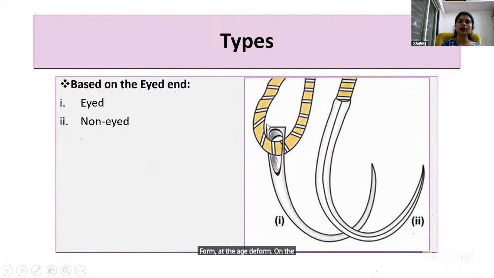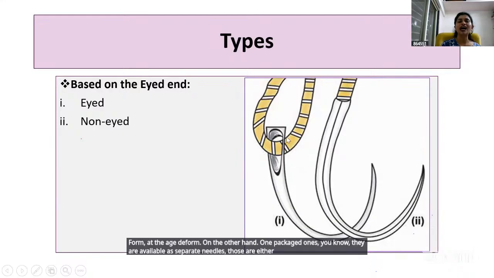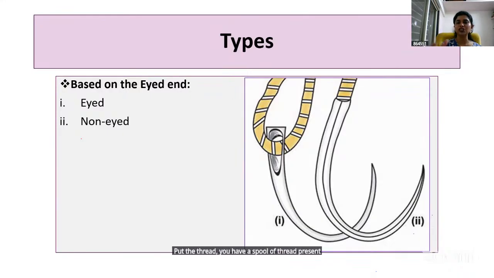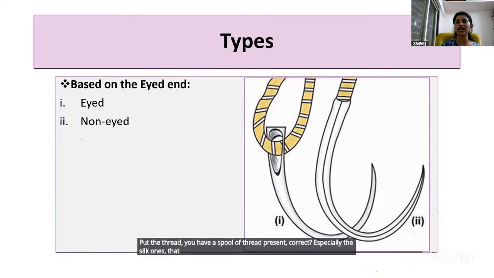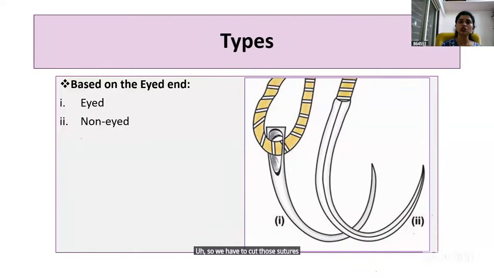On the other hand, the non-packaged ones are available as separate needles. Those are eyed ones, where you have to put the thread. You have a spool of thread present, correct? Especially the silk ones, which are very commonly available academically. We have to cut those sutures and then pass the suture through this eyed part. Now, what is the difference? Which one do you think is more traumatic?